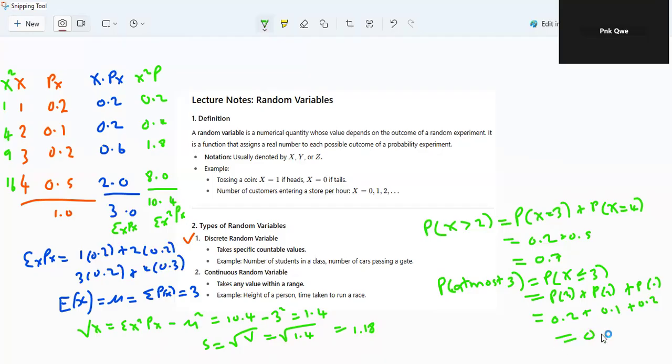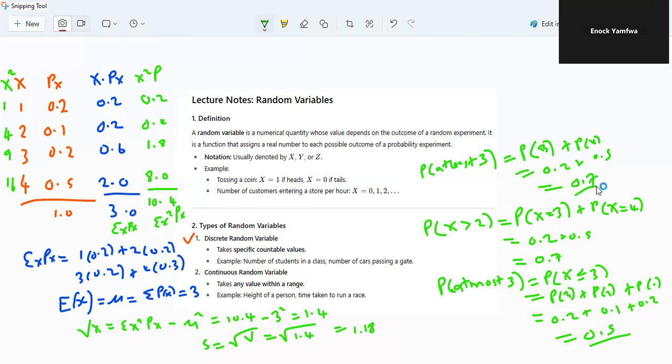These principles are going to be important in the other probabilities also, so you need to know them. What if I say the probability of at least 3? What does at least 3 mean? 3 and above. The probability of 3 plus the probability of 4, right? What is the probability of 3? 0.2. And the probability of 4, 0.5. So ultimately we get 0.7. That is at least 3. Is that clear?